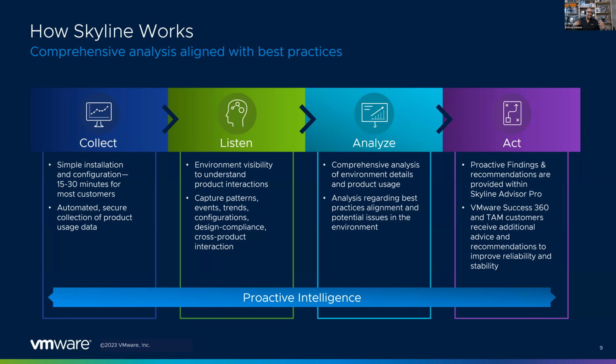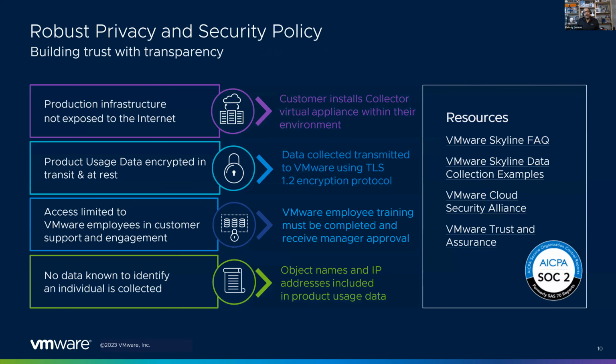And if you are a Success 360 or a TAM customer, you get additional guidance based on Skyline's proactive findings and recommendations. And again, with that being said, we're going to be talking about a lot of this stuff in terms of some of the great reports, and we're going to be showing this later in the demo as well. And whenever we talk about how Skyline works in terms of analyzing and listening, inevitably questions about security come up. So let's just get into it, right?